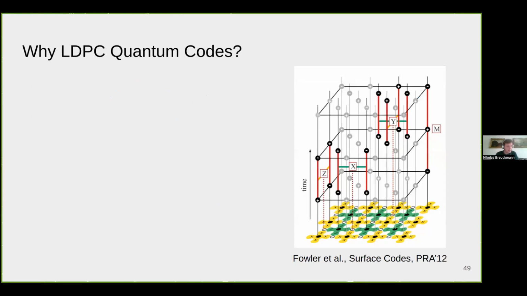Okay, so I'm running out of time, so let me now switch back to the more overview part of why you would want to use LDPC quantum codes.